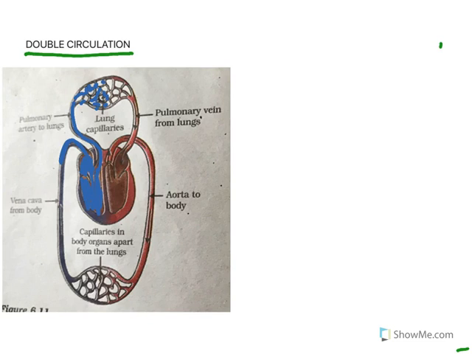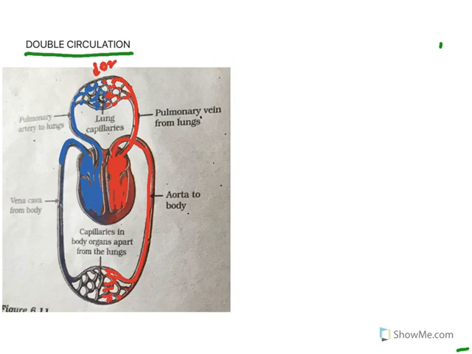Then oxygen entered into the blood, and now the blood was oxygenated, rich in oxygen, so it came back into the heart. It filled this side, it came into the left auricle, then went to the left ventricle, and from the left ventricle it left and went to the different parts of the body.